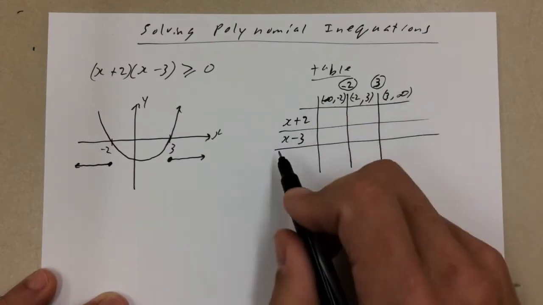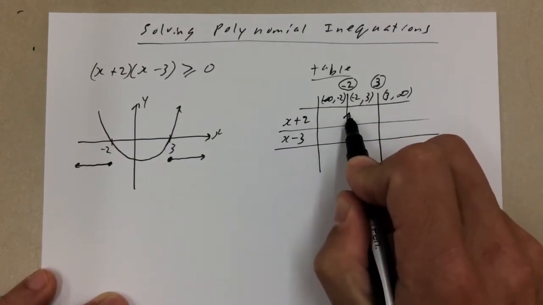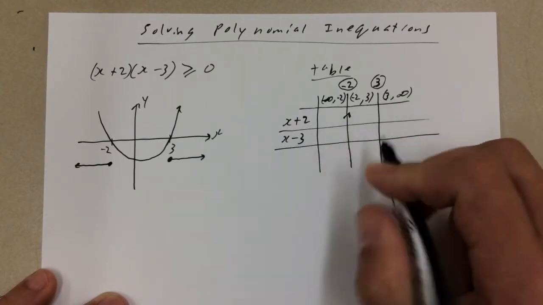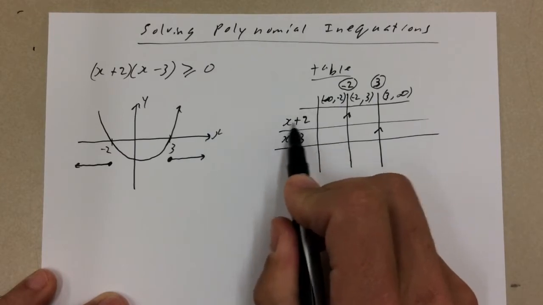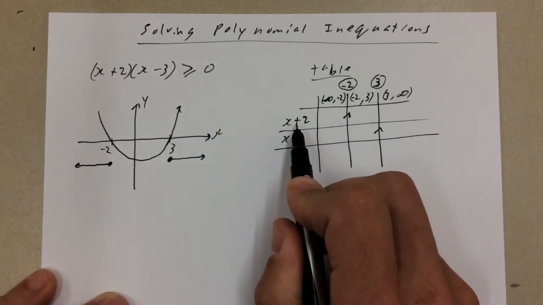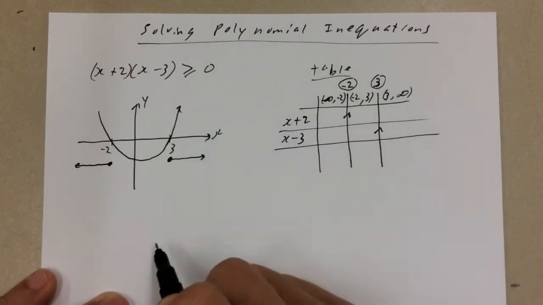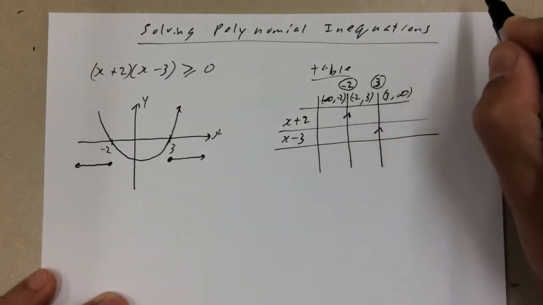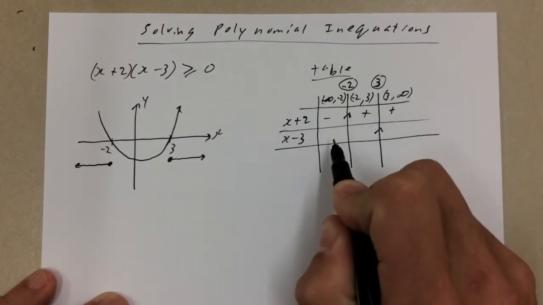Okay? So now what we do is this changes signs at -2. So I'm going to put a little blip there. And this changes signs at 3. So I'm going to put another blip there. This is like an equation of a line. Y equals x plus 2. X plus 2 has a slope of 1, it's positive, so it goes from negative to positive. It goes like this. So you know it's going to be negative on this side, positive over here.